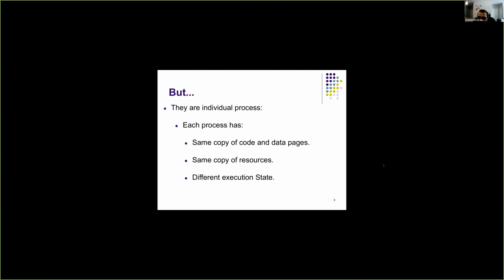But unfortunately, all these processes are independent in the sense that each process has its own copy of code and data, and the same copy of resources with a different execution state. So there is a duplication of data among all these processes, which is not needed because they all use the same code and the same resources, right? The only thing that is different is the execution state.